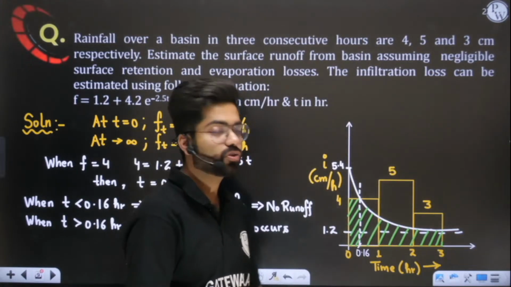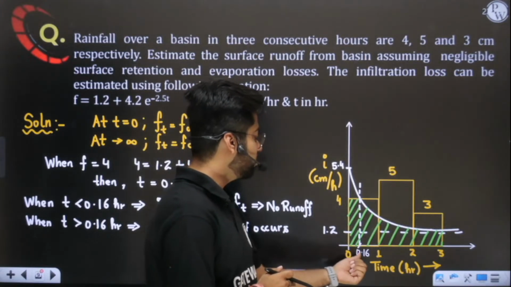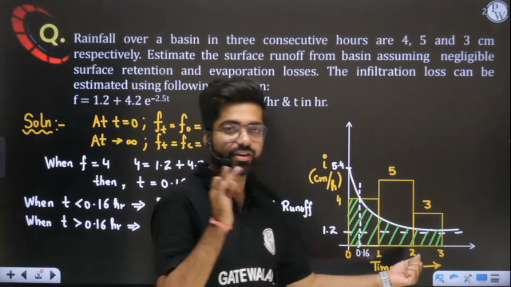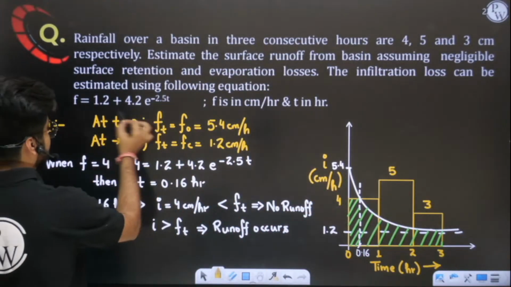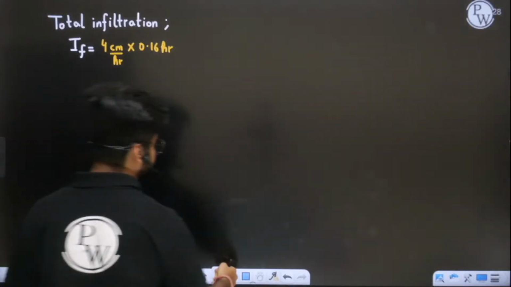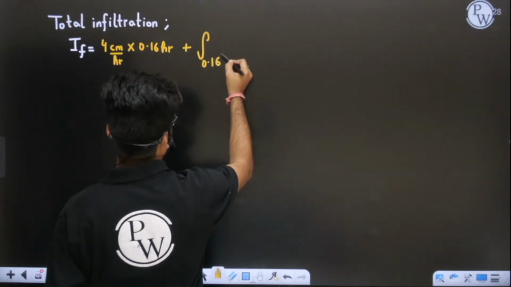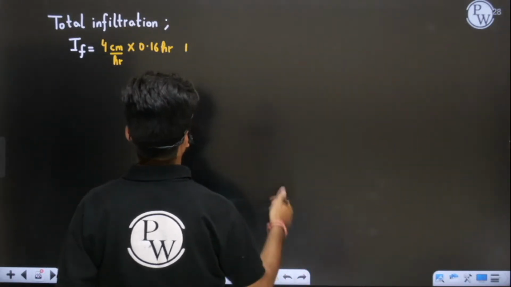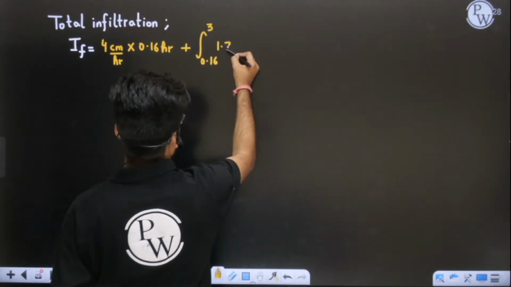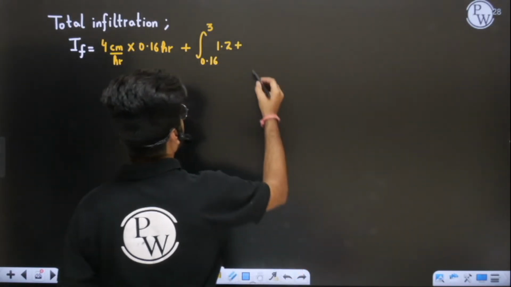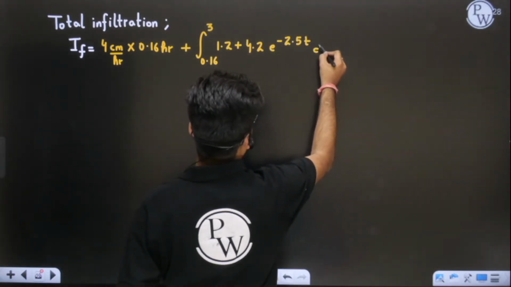Yes, I have understood the mistake that you are making, taking natural log or not taking natural log. I have already told you. Okay, so we have to integrate from 0.16 to 3. This is our infiltration equation, this is our beautiful equation. I will write it here: the integral from 0.16 to 3 of 1.2 plus 4.2 e power minus 2.5t dt.